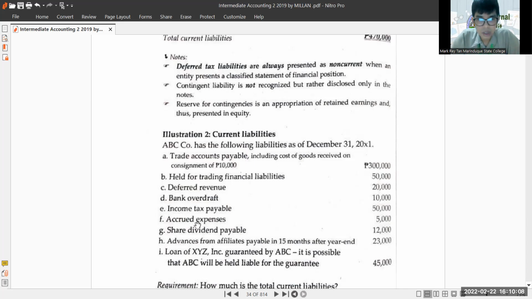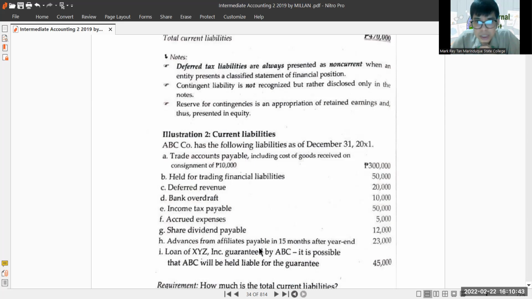Okay? Accrued expenses, ayan, that's current liability. Share dividend payable, ayan, it may sound like a liability, but it's not a liability. Share dividend payable, that is part of the retained earnings ba o share premium? Not liability. Yeah, tama. Sa share premium siya. Adjunct account yan, share dividend payable. So, madi-discuss yan sa corporation. Okay, so hindi yan kasama.